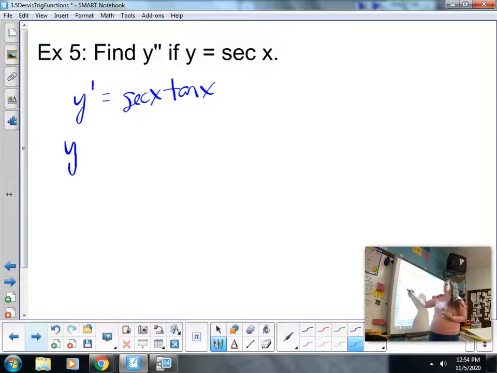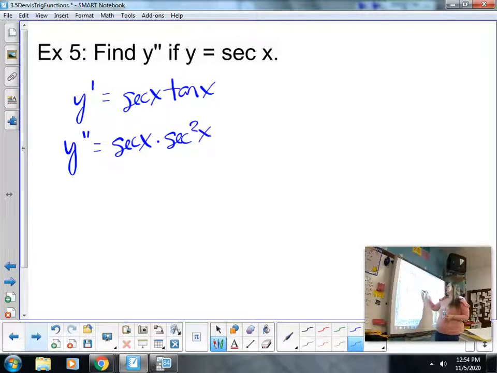Now to find the second derivative, we now have a product rule. Very simple to get the first derivative. Second derivative is going to require a little more work. So I have the first term times the derivative of the second. Well, the derivative of tangent is secant squared. And then plus the second times the derivative of the first. Well, the derivative of secant is secant tangent.